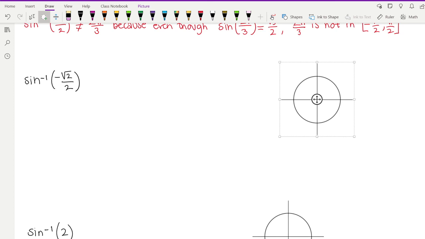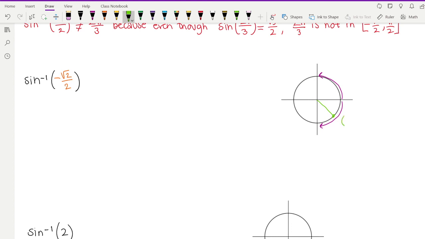So next up we have inverse sine of negative square root of 2 over 2. That's asking us to find an angle, specifically between negative pi over 2 and pi over 2, such that sine of that angle is equal to negative root 2 over 2. So what would be an angle that has sine equal to negative root 2 over 2? Well, we know it's going to be some kind of a multiple of 45, and then we also want it to be negative, and so that really makes us have to go down here.